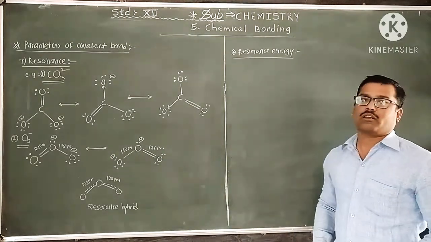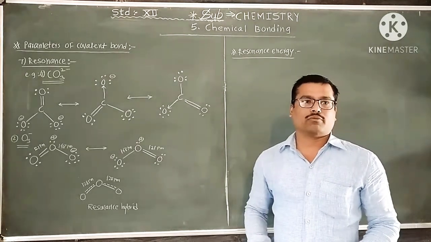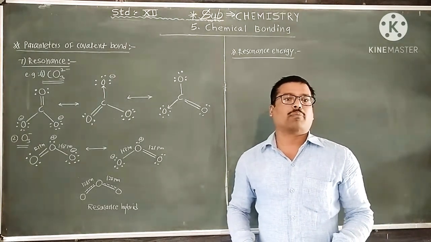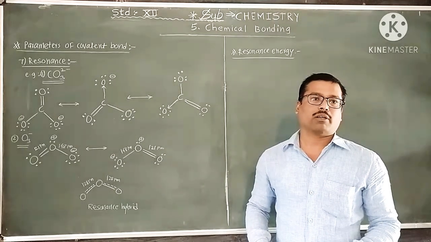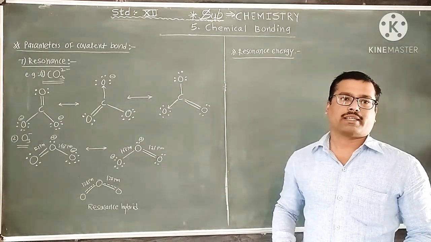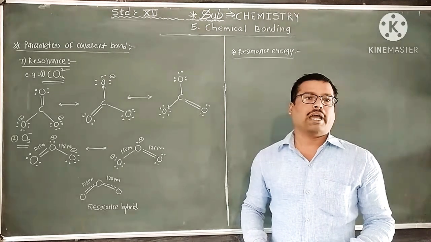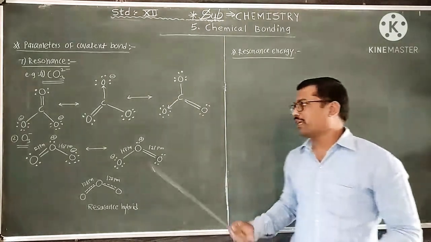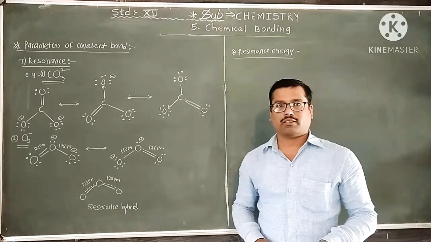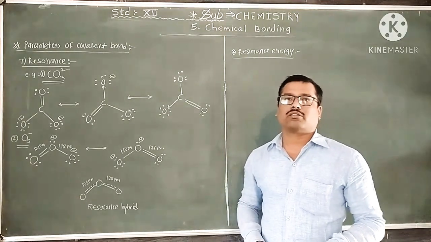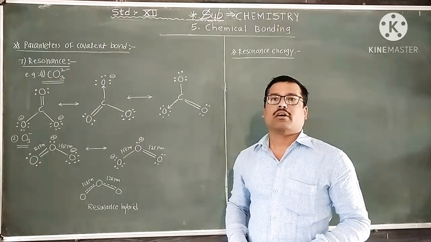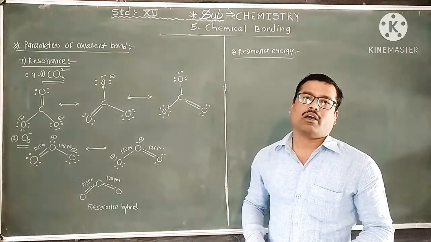Now the next point is resonance energy. Many polyatomic molecules or ions can be represented by different resonating or canonical structures, each having a different energy. The energy of each resonating structure is different from the energy of the most stable structure, which is the resonance hybrid.